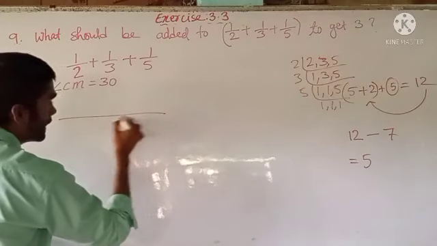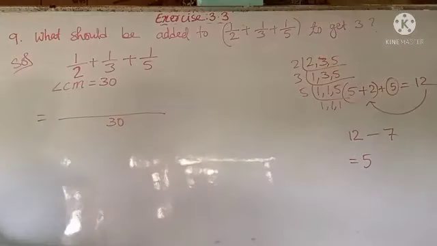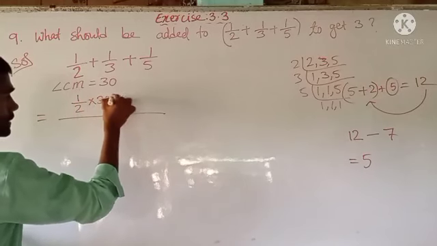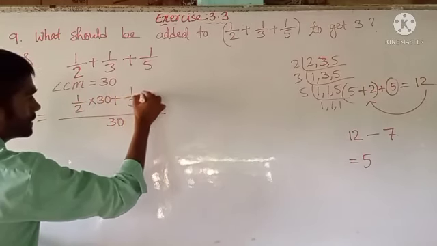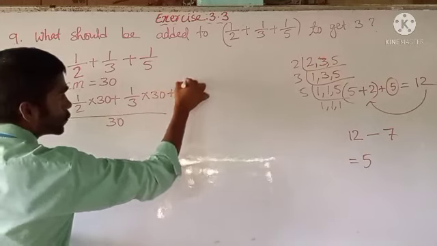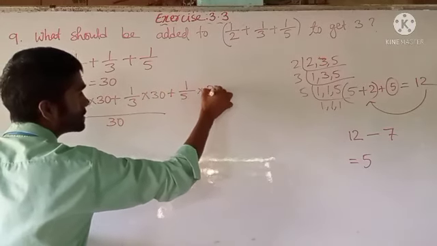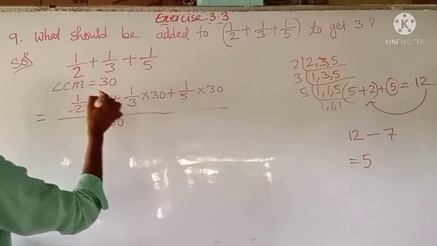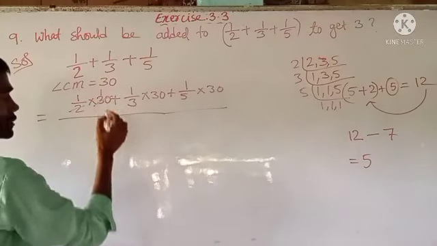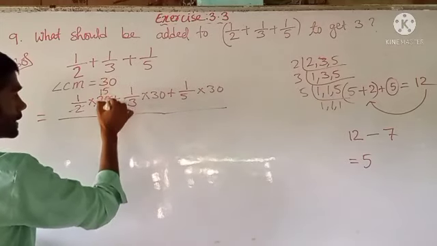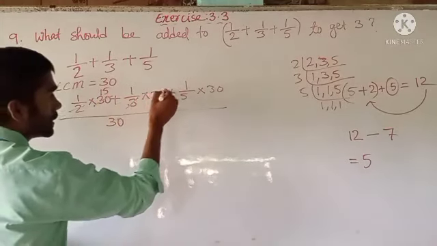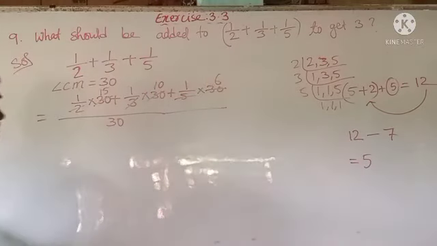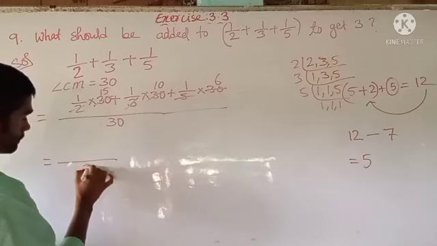Now we will write the LCM in the denominator's place, and then we will multiply each fraction: 1 by 2 into LCM, that is 30, plus 1 by 3 into LCM, that is 30, plus 1 by 5 into LCM, that is 30. Now we will cancel it: 2 and 30, 2 into 15 is 30. 3 and 30, 3 into 10 is 30. 5 and 30, 5 sixes are 30.